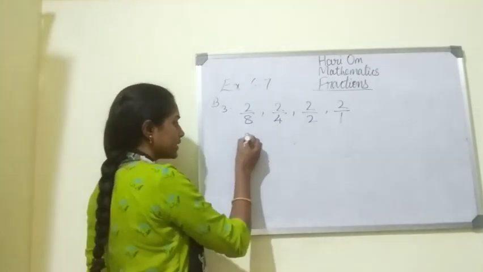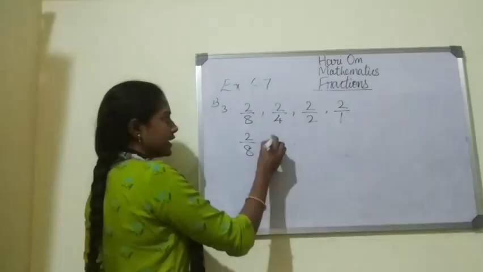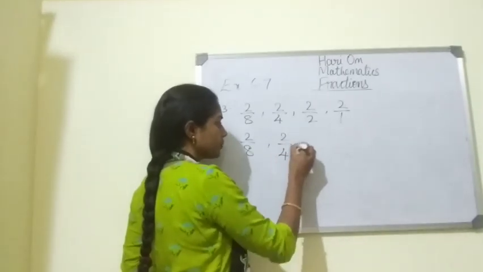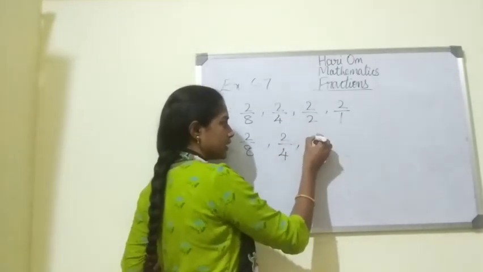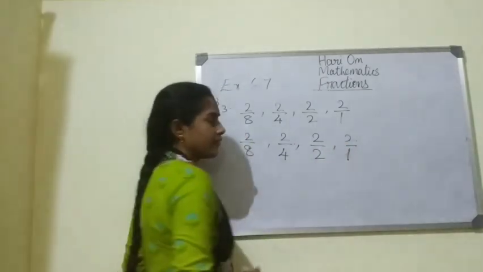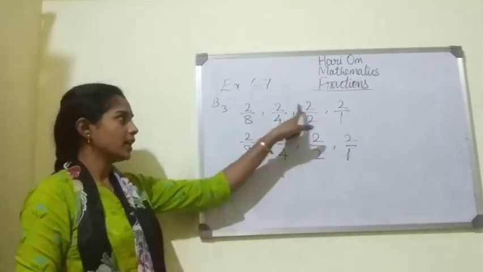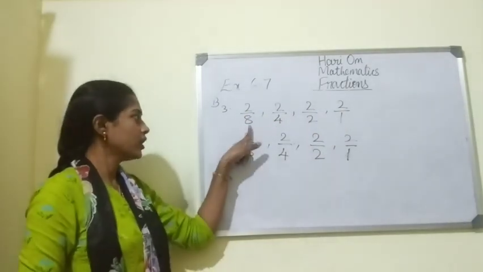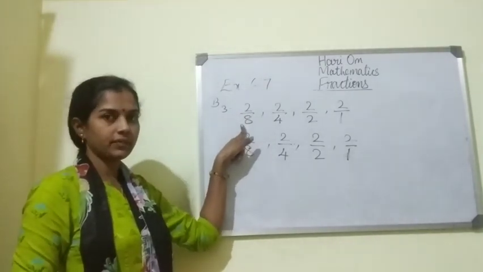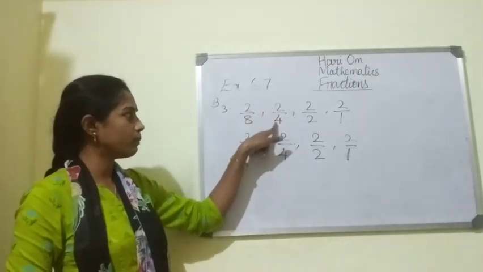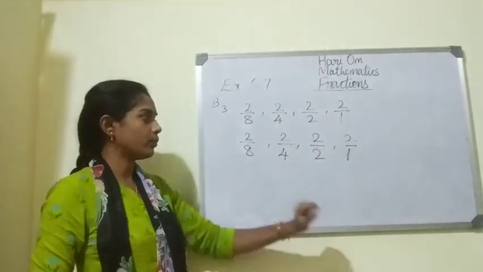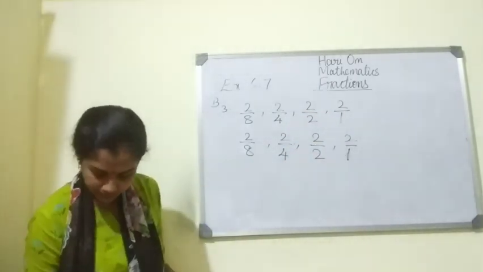So 2 by 8 is the smallest fraction. Next we have 4, 2, 1. So next will be 2 by 4 is the next smallest, and 2 and 1, 2 is the next smallest, 2 by 2 and 2 by 1 is the greatest fraction. Understood, children? So we have 2 in the numerator in all these fractions. So in denominator 8 is the greatest number. So 2 by 8 is the smallest fraction. Next it is 4. So 2 by 4 is the next smallest fraction. Then 2 by 2 and 2 by 1 is the greatest fraction.